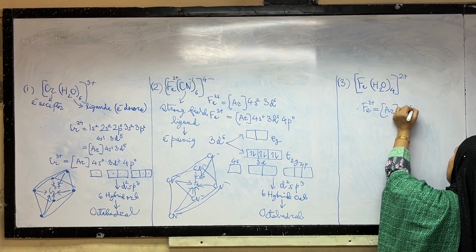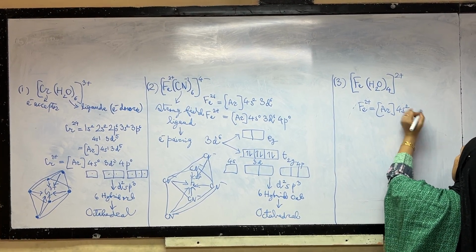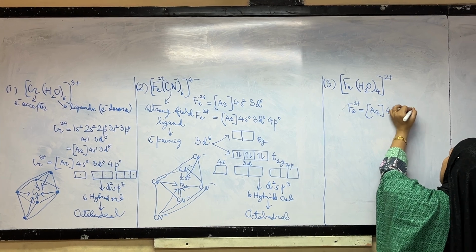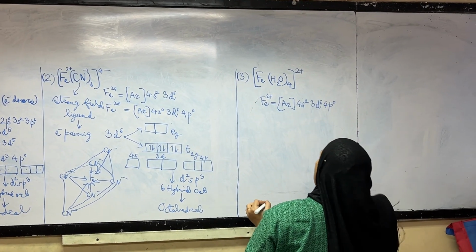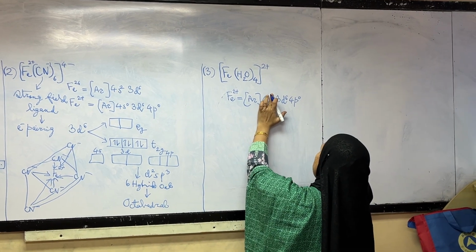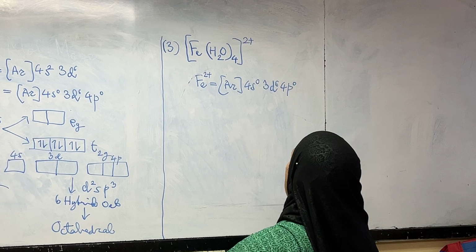The last example, here again we have Fe2+, which is argon 4s2 3d6 4p0. Sorry, Fe2+ will be 4s0.